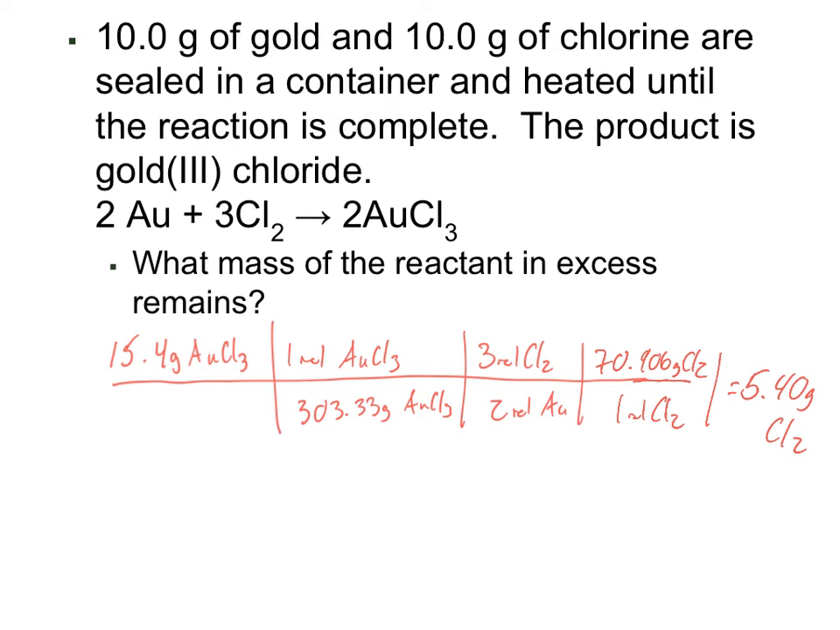So remember, that's the amount of chlorine that was used in our chemical reaction. We know that we started with 10.0 grams of chlorine, so we can subtract the 5.40 grams that were actually used, and we find that we are left with 4.60 grams of chlorine in excess. And so that's how much chlorine will be left over in our reaction.